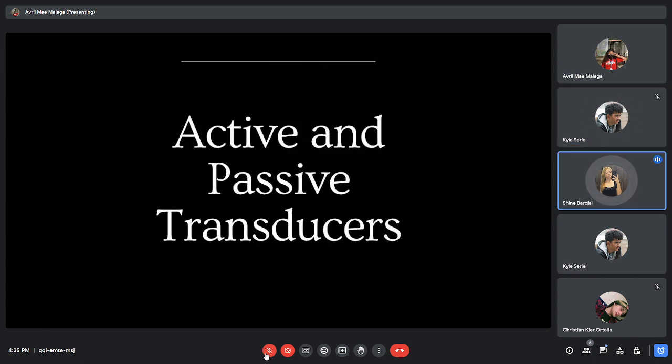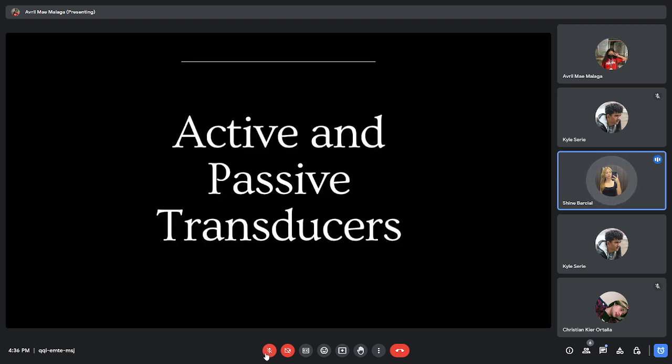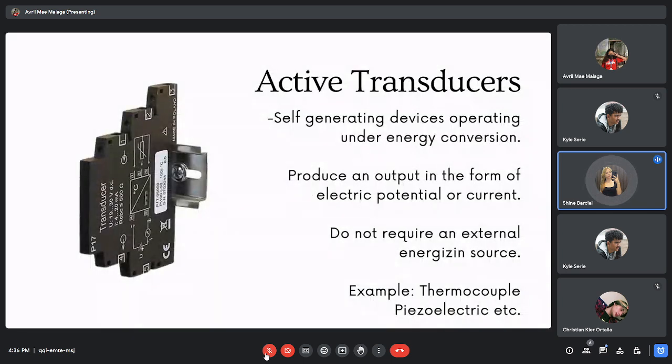Good afternoon, everyone. The next topic I will discuss is about active and passive transducers. The difference is that a passive transducer requires an external power source for its operation, while an active transducer does not require an external power source for its operation. So passive requires one and active does not.